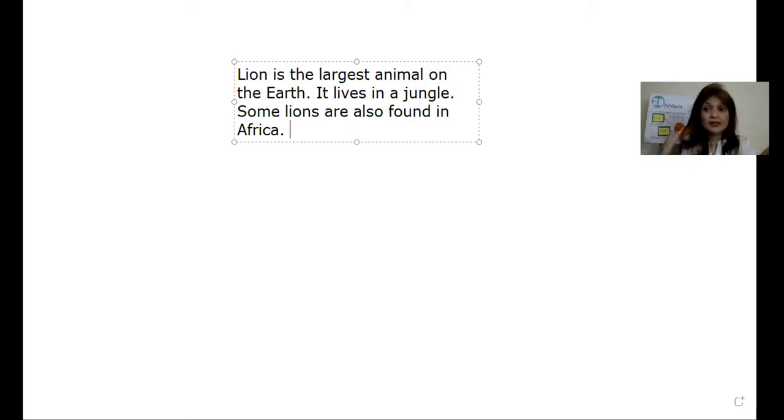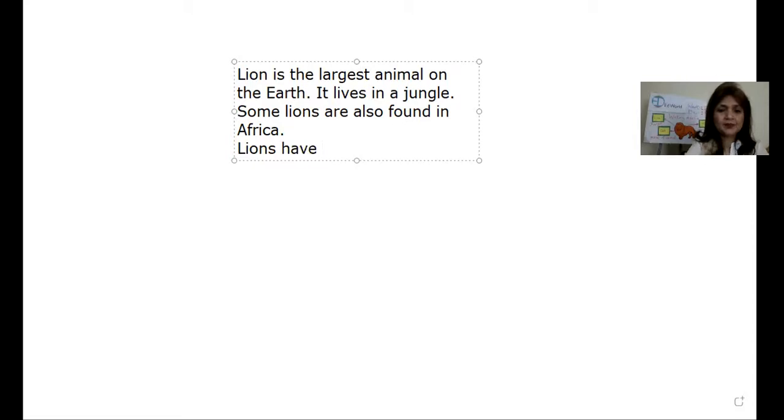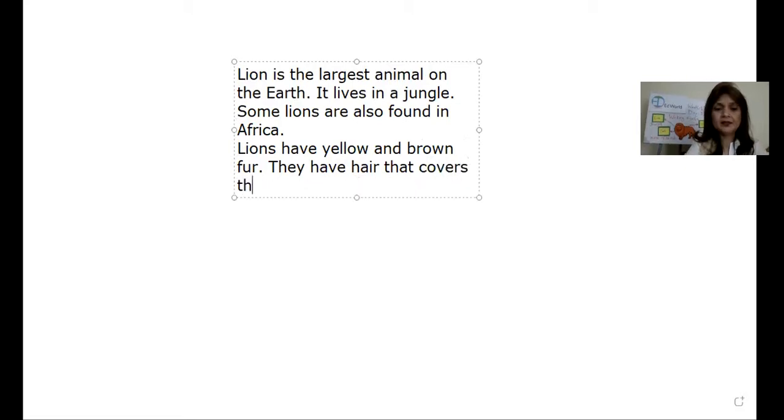Okay. Now this passage we have done, we've spoken about where lions live, right? Now, about how they look, yes, lions have yellow and brown fur, right? Then what we have written, they have hair that covers their head and neck. Yes, okay.